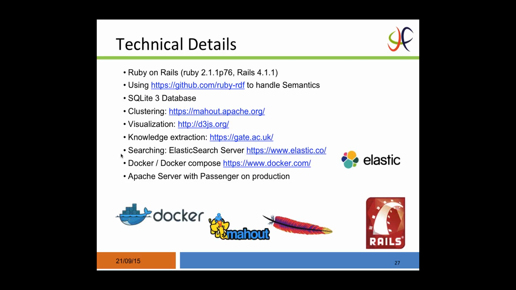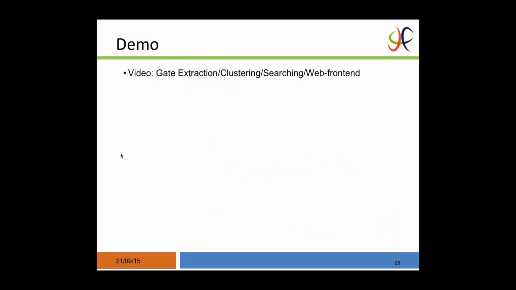All you need to do is get our source code, which has this Docker Compose file in it. You have to install Docker. It's all in our instructions. And then you can just run our application with one command. So it should be easy to try it out if you want to. And for production, we use an Apache server with Passenger on it.